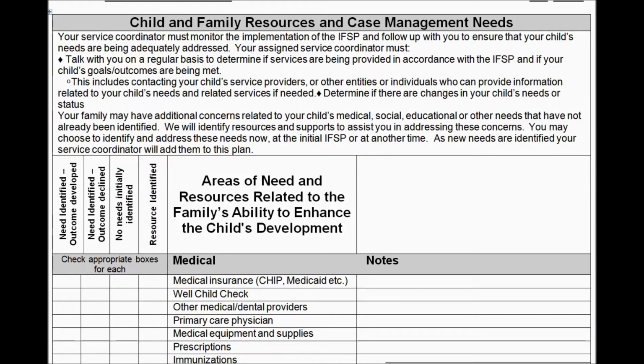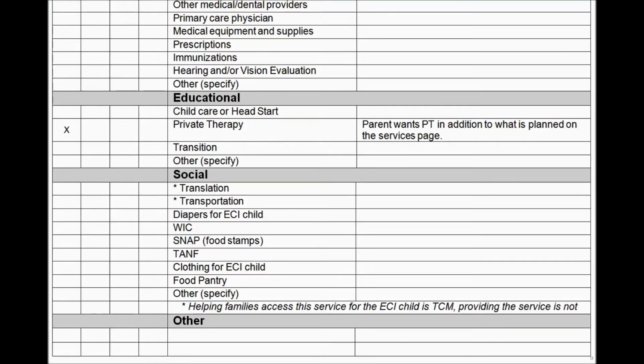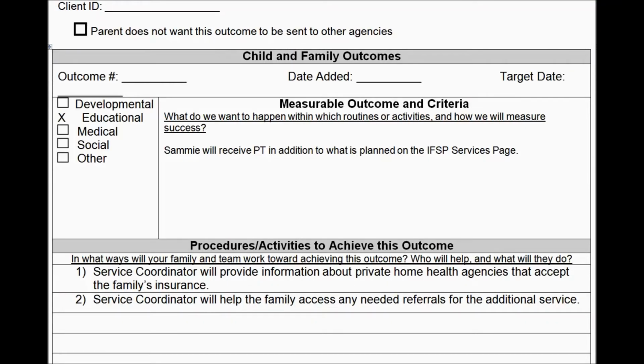Now, if the family wants additional services, but the child is not currently accessing the services, this is where the additional services would be documented in the Child and Family Resources and Case Management Needs section. So let's see an example of that. Here's an example that the team would document the parent wants PT in addition to what is planned on the services page, and they would like an outcome written for this service. Here's an example of what the outcome might look like. Again, this is a service that's planned in addition to what's planned on the IFSP services page. So this outcome would be written after the services were documented.